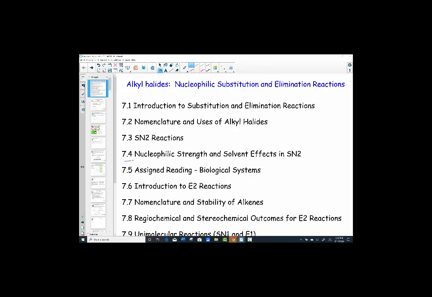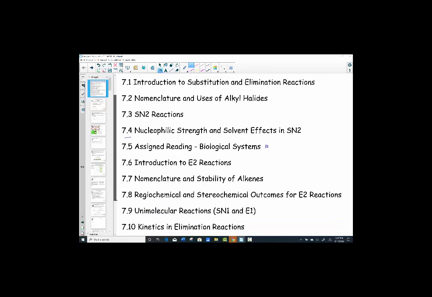We'll begin investigating an SN2, a nucleophilic substitution bimolecular reaction. And we'll investigate how we influence the kinetics, the rate of that nucleophilic substitution reaction, by investigating the strength of the nucleophile and the solvent effects for SN2. In the next lesson, I'm going to assign reading for this chapter in section 5.